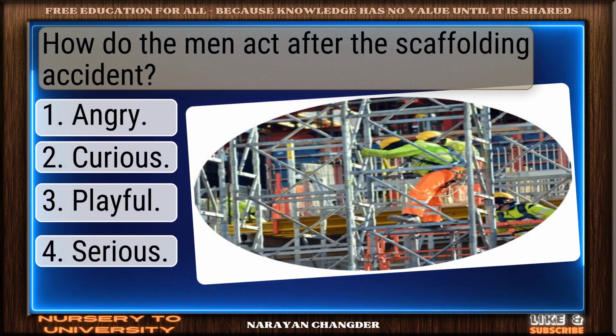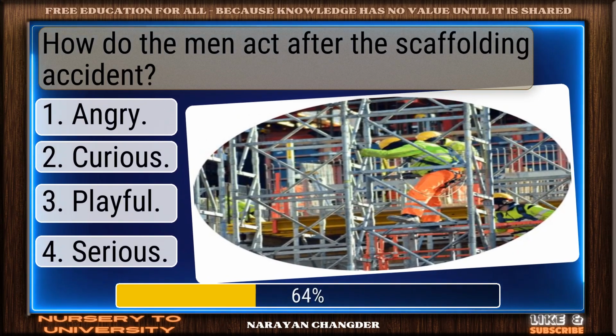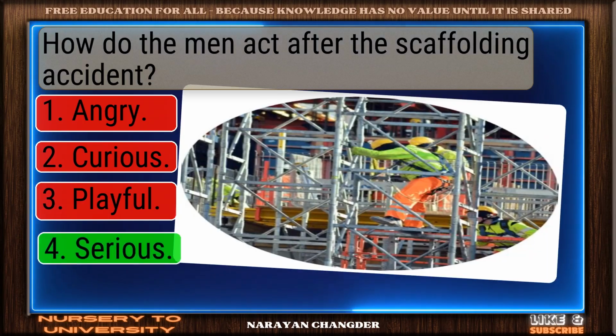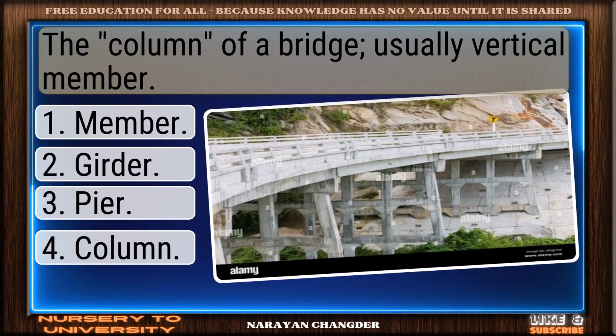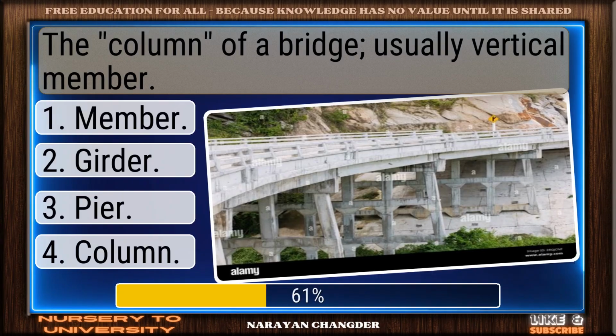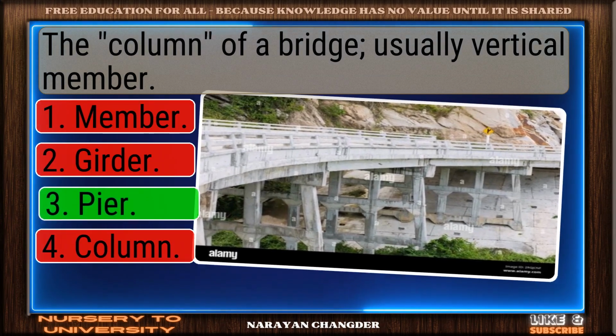How do the men act after the scaffolding accident? Good job. Your answer serious works well here. The column of a bridge, usually a vertical member. Smart move. Pier is an accurate answer.